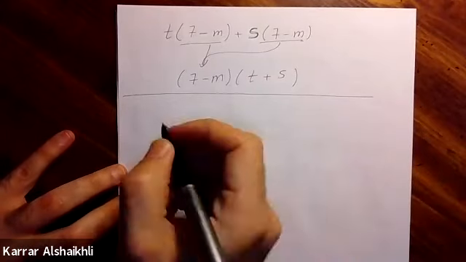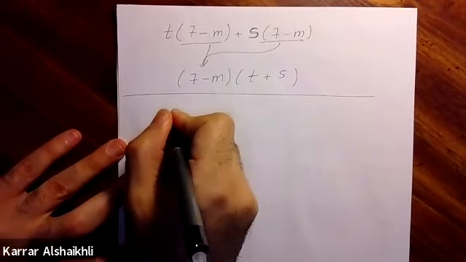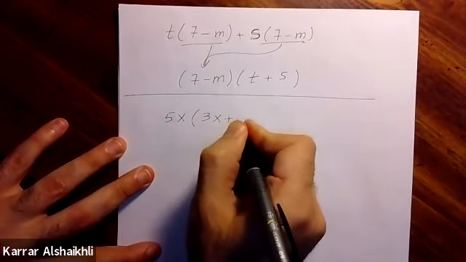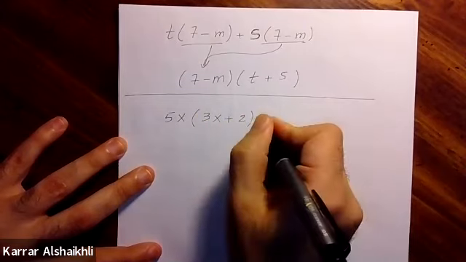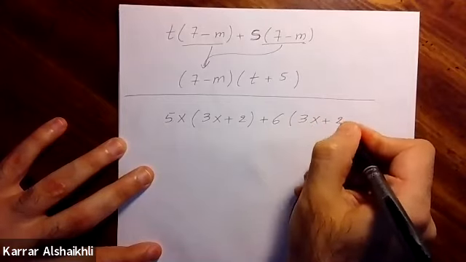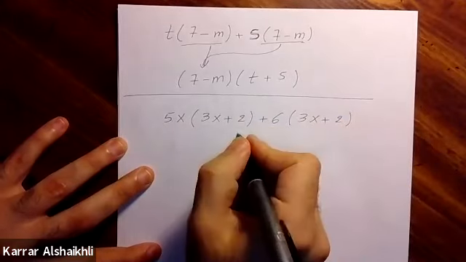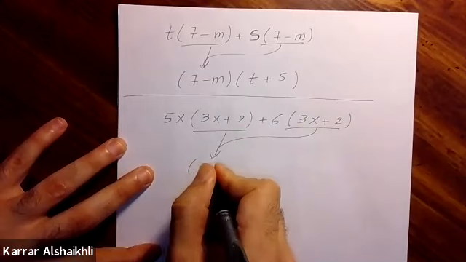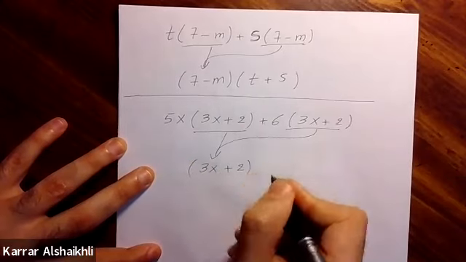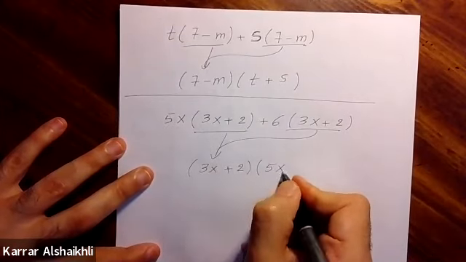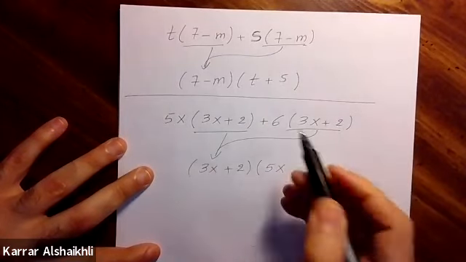Let's do another example. If you have 5x parentheses 3x plus 2 plus 6 parentheses 3x plus 2. You see, I have exactly the same parentheses. So I'm going to write down these two parentheses here, just one, 3x plus 2. And the leftover from the first part is 5x. The leftover from the second part is plus or positive 6, plus 6. That's it.